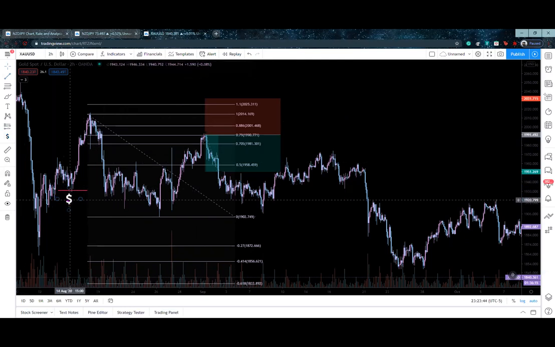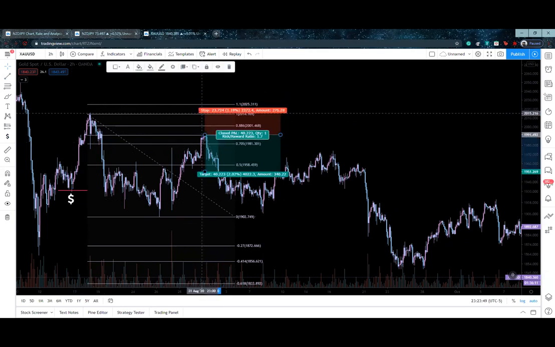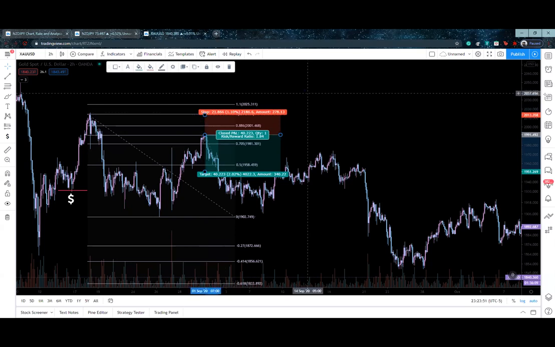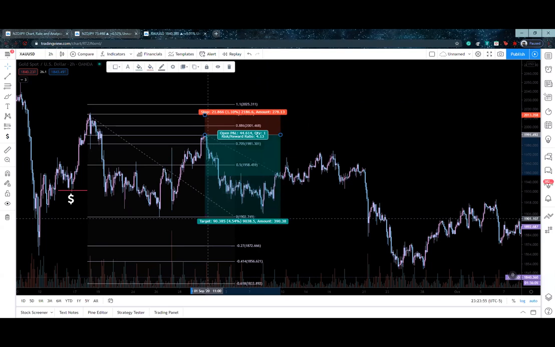You took sell side liquidity, right? Your sell position is there. Your stop loss is at a previous high, which is a pretty big stop loss if you're looking at it from the 2-hour. However, your target's going to be at the 0.